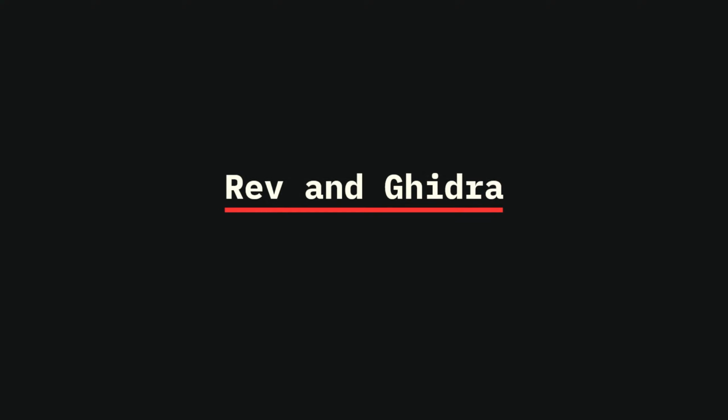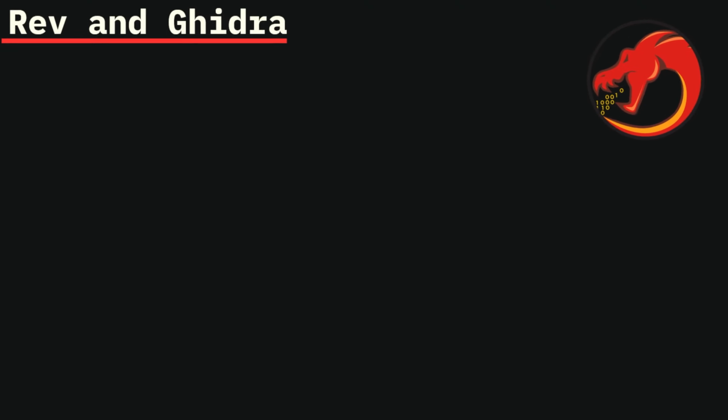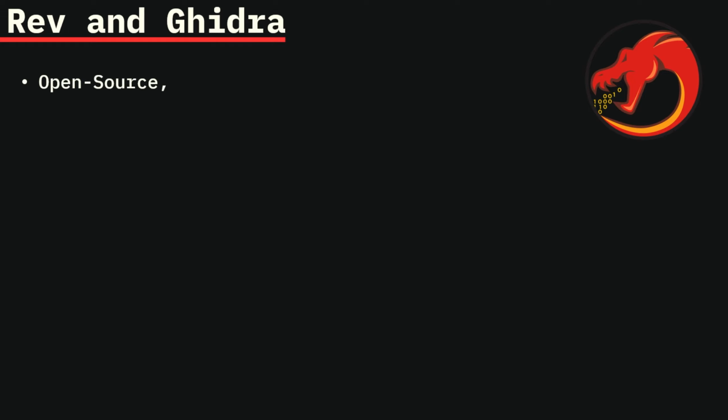So let's move on to Rev and Ghidra. Now, Rev stands for reverse engineering. Ghidra is an open source reverse engineering tool. This basically converts compiled executables, so a .exe file, into C code or assembly code for people to look at and use and try and figure out what's going on.